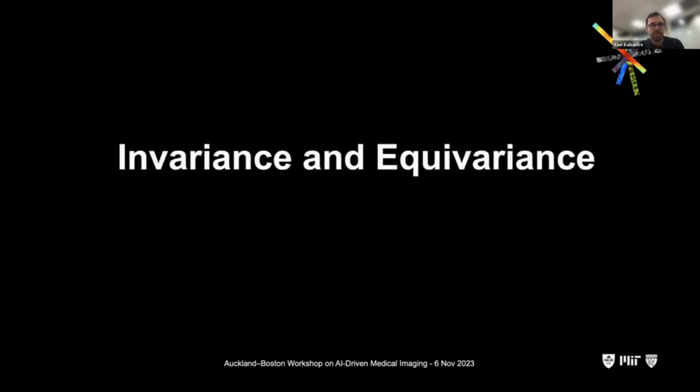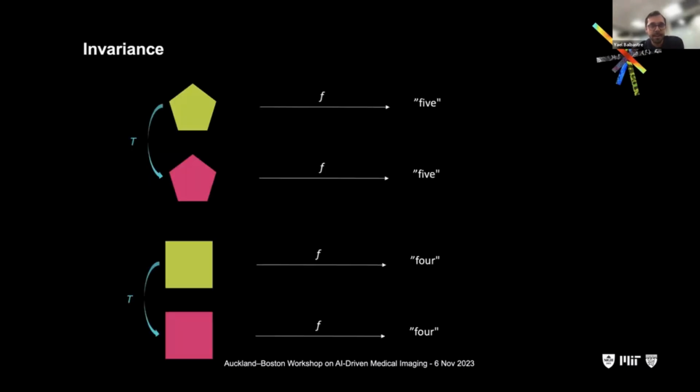Another thing that's important when we implement our algorithms is invariance and equivariance. I'll just try to define it very quickly.